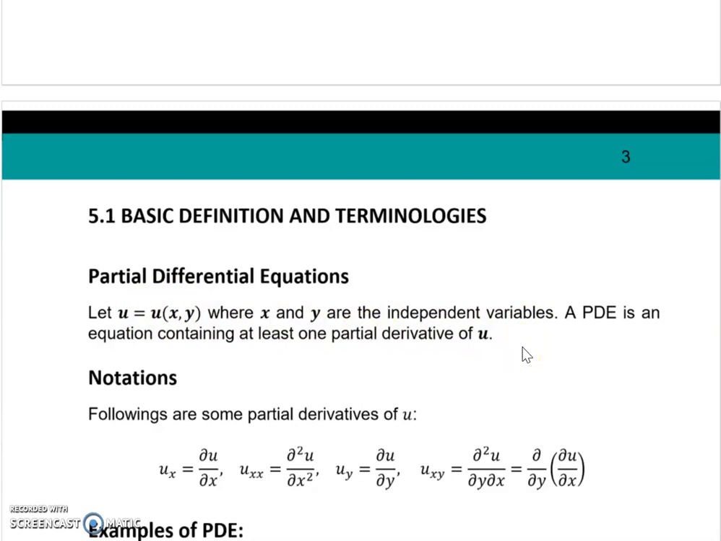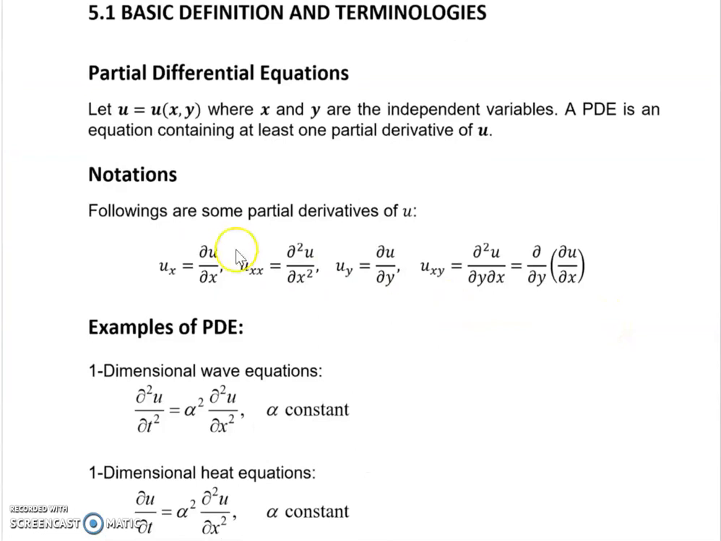Again, it is called a differential equation because the equation contains at least one derivative. So the partial derivatives involved are given here: del u del x, which can also be written as u subscript x; u_xx for the second derivative; and u_xy, meaning that we have the second derivative with respect to y and then with respect to x.